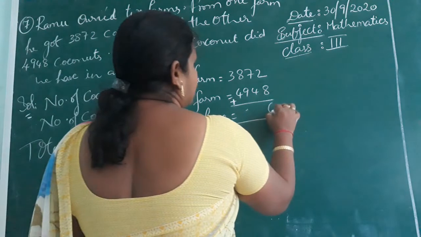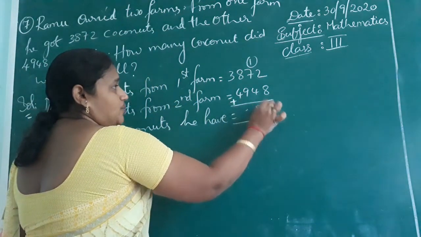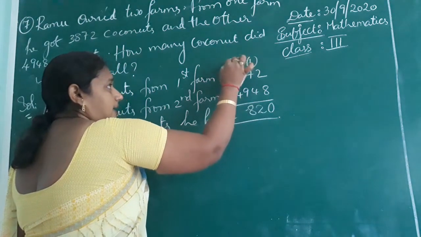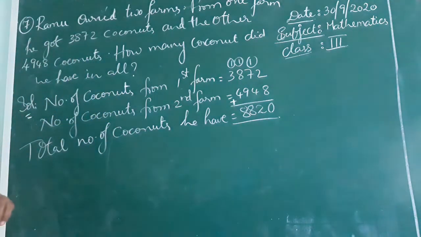So 8 plus 2, 10. 7 plus 1, 8. 8 plus 4, 12. Write 2 here and 1 up. 8 plus 1, 9. 9 plus 9, 18. Here 3 plus 1, 4. 4 plus 4, 8. So totally he has 8,820 coconuts in all. See the next one.